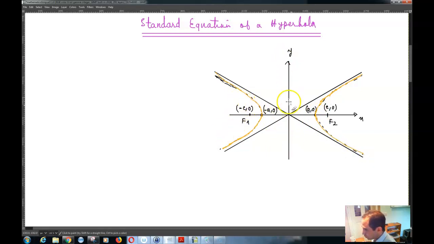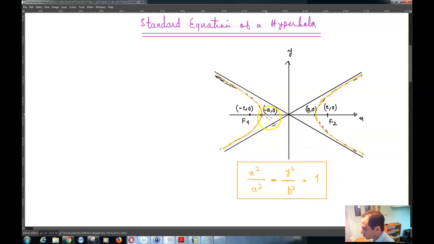So if you do so, then the equation of your hyperbola is going to be x squared over a squared minus, there is a negative sign, you need to pay attention to that, minus y squared over b squared equals 1. And what we want to derive now is this equation over here.